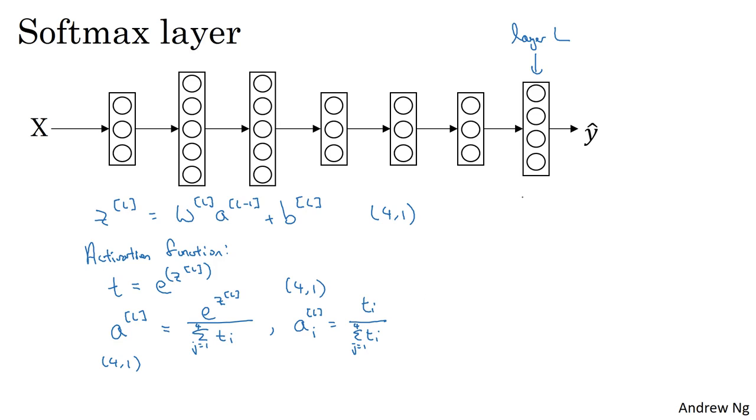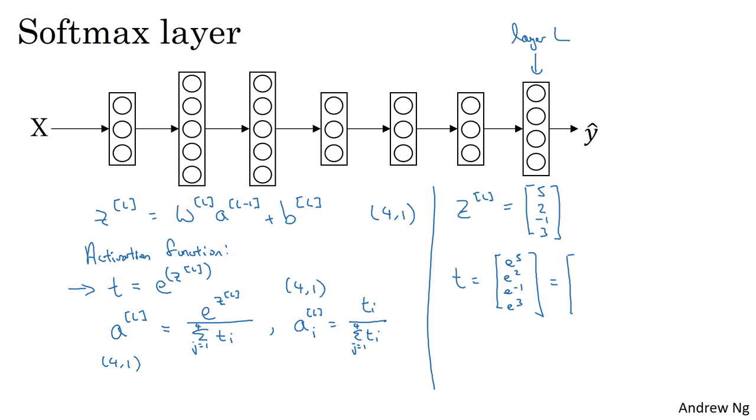Let's say that you've computed ZL, and ZL is a four-dimensional vector. Let's say it's 5, 2, -1, 3. What we're going to do is use this element-wise exponentiation to compute this vector t. So t is going to be e to the 5, e to the 2, e to the -1, e to the 3. And if you plug that into a calculator, these are the values you get. e to the 5 is 148.4, e squared is about 7.4, e to the -1 is 0.4, and e cubed is 20.1.